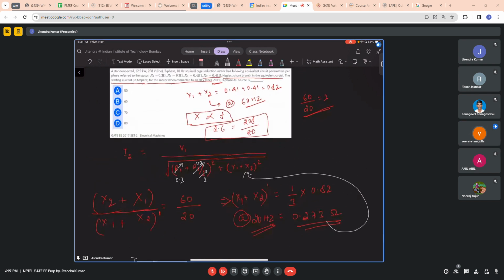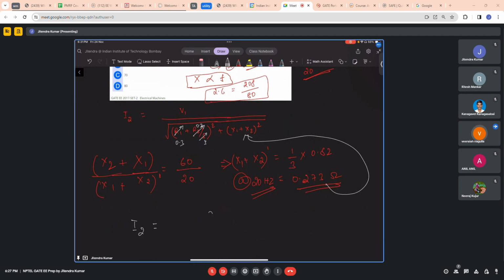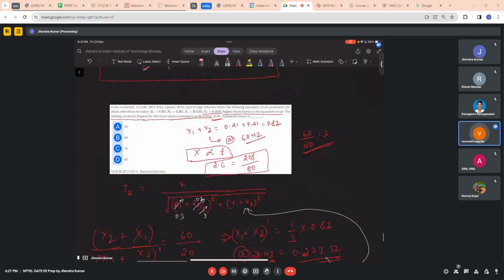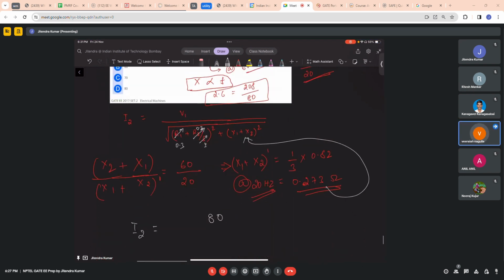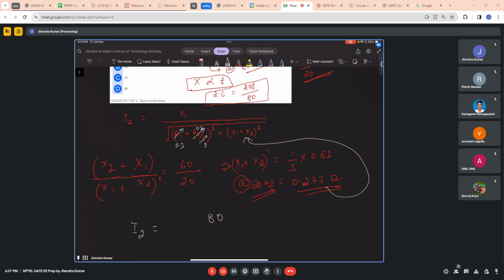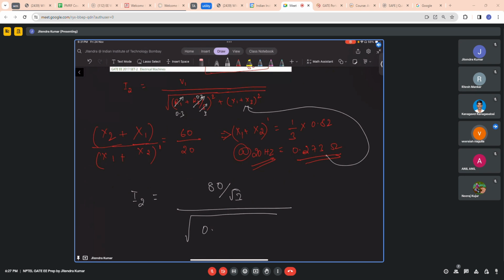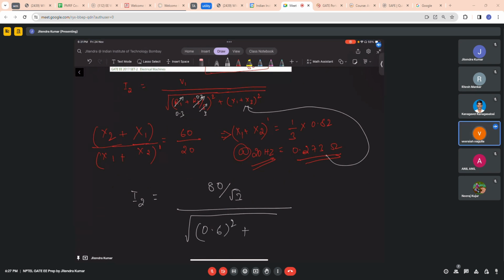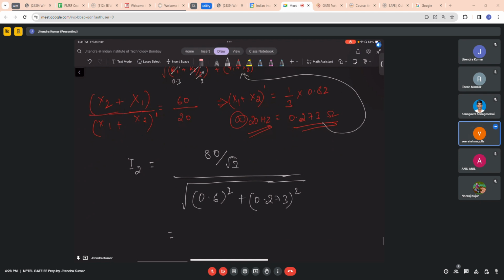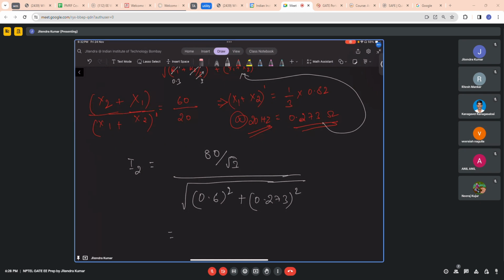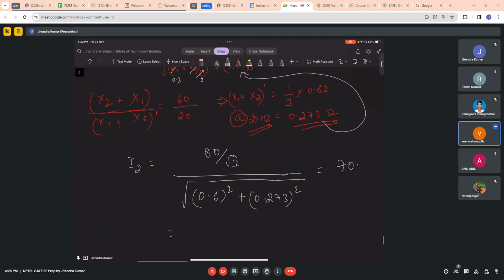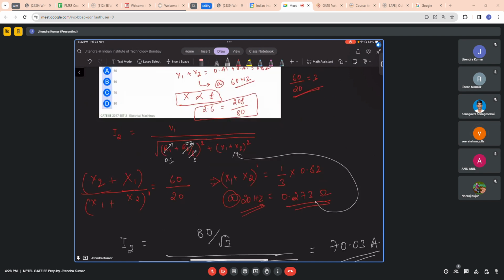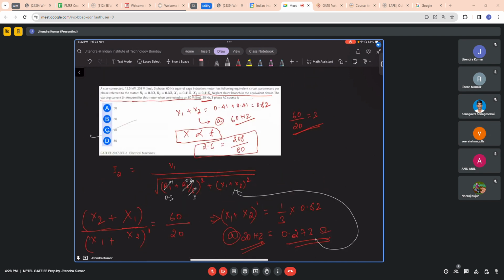So V1 is now 80 volt, and that is line voltage. So you have to check whether it is star or delta. A star connection, so 80 by root 3 divided by the square root of (R1 plus R2, which is 0.6) plus (X1 plus X2, which is 0.27). So how much will it be? 70.03 amps. So option C is very close to 70. So option C will be correct, right?